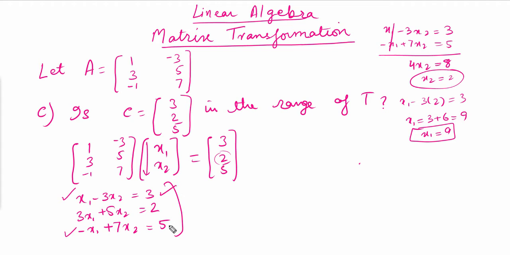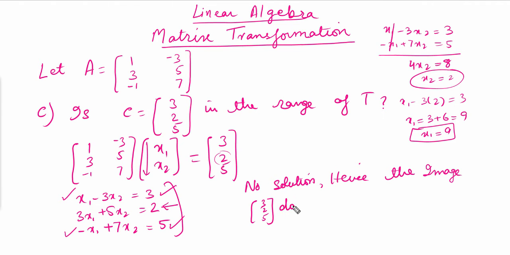So it satisfies equation 1, it satisfies equation 3, but it does not satisfy equation number 2. It means it has no solution. So we will say it has no solution, hence the image (3, 2, 5) does not exist in the range of T.